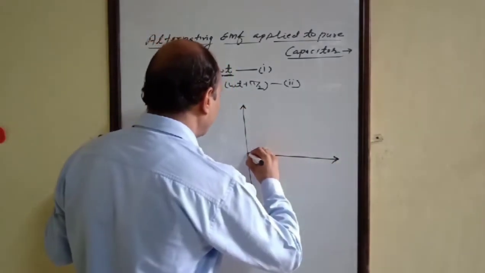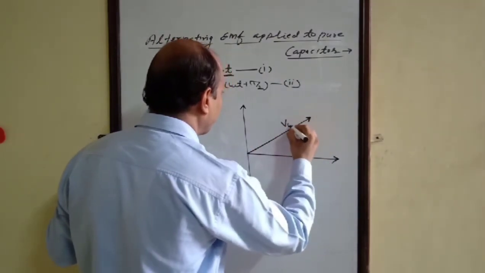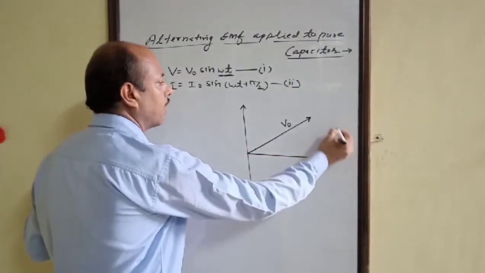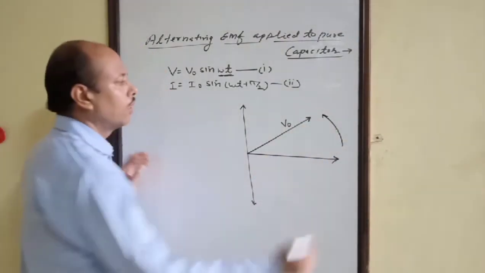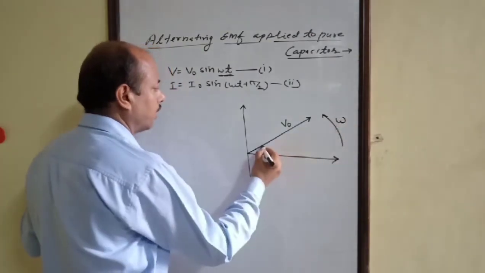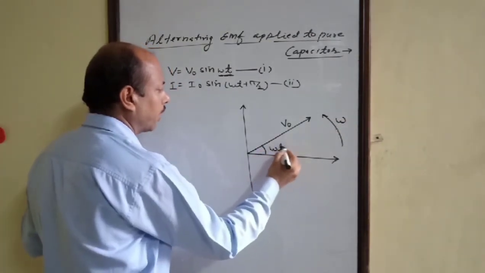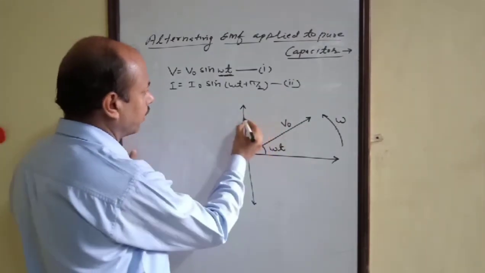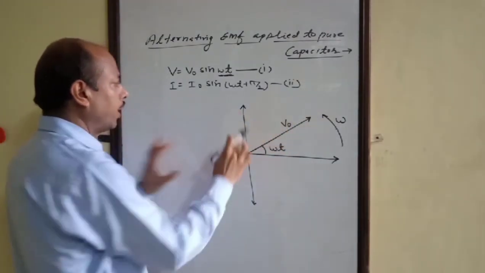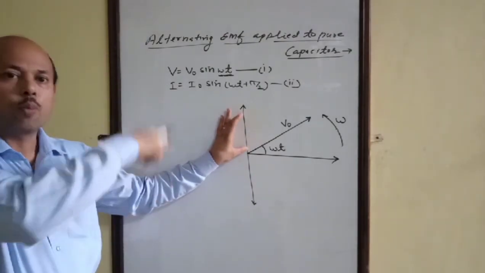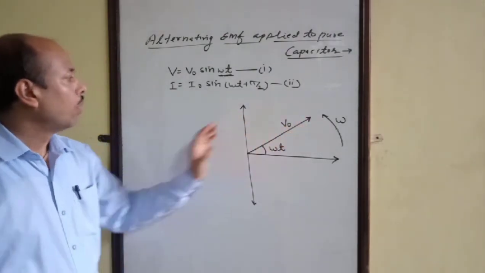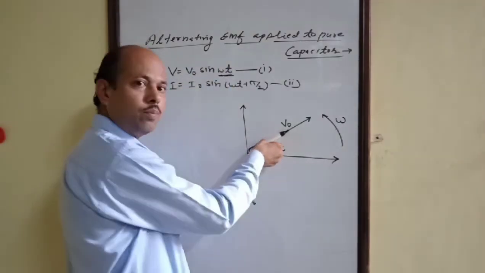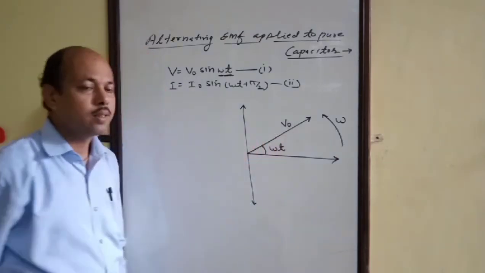Let us suppose this phasor is the phasor for EMF, for voltage V naught. Omega is the angular velocity of rotation of the phasor. Therefore, after time t, this angle will be omega t, and therefore we can easily understand. I am not drawing the component here. We can easily understand that the y component of this V naught will be V naught sin omega t. So this is the phasor for voltage.